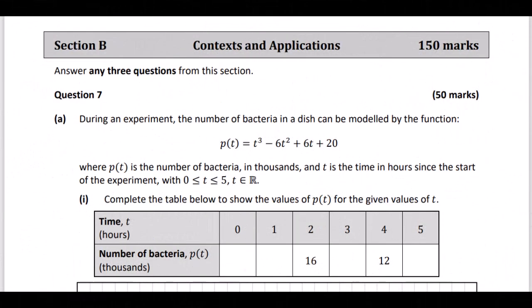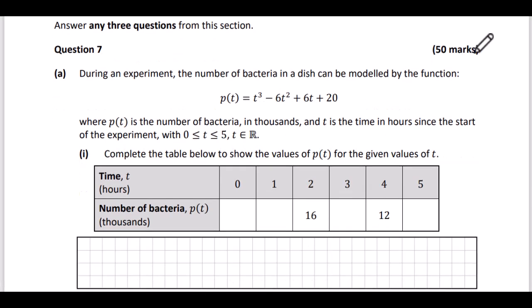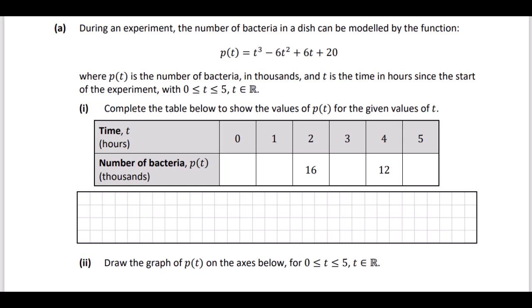Okay, so this is question 7, the first of the longer questions. During an experiment, the number of bacteria in a dish can be modeled by the function p of t equals t cubed minus 6t squared plus 6t plus 20, where p of t is the number of bacteria in thousands, and t is the time in hours since the start of the experiment. t is between 0 and 5, and t is real. Complete the table below to show the values of p of t for the given values of t.